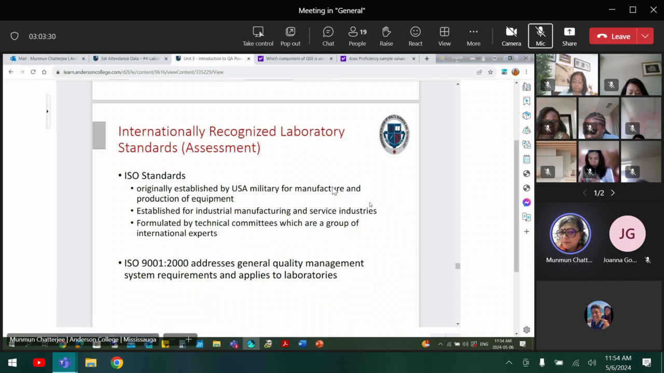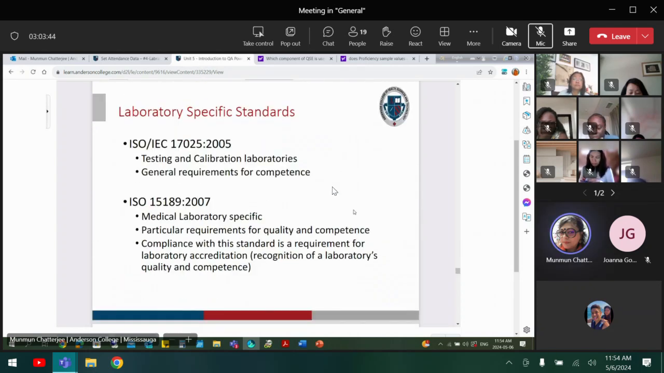Now, ISO 9001 to 2000, they said it needs the ISO standard, the international quality standards for all laboratories. We are also included, clinical laboratories are included under laboratory. Laboratory specific standards is called the ISO IEC. This is the number: testing and calibration laboratories, general requirements for competence. These are not that important. It's very difficult to remember. Just ISO standard, there are a couple of standards and which are the most important.